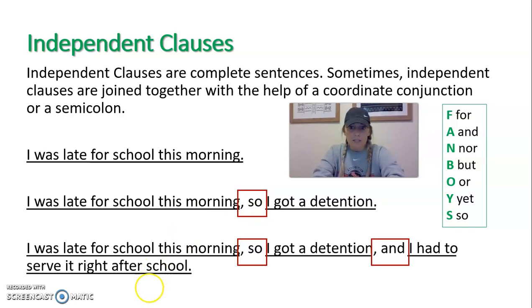And then you can string together more than two. Also, I was late for school this morning, comma, so I got a detention, comma, and I had to serve it right after school. Okay. Those are all examples of independent clauses. If you could take any one of these clauses out of the sentence and put them as a sentence by itself, and it would make sense, right? Because it's an independent clause.